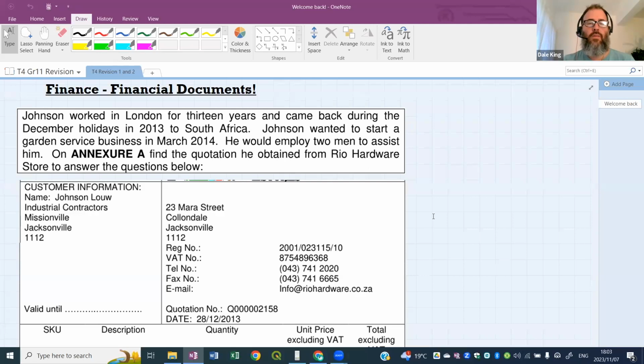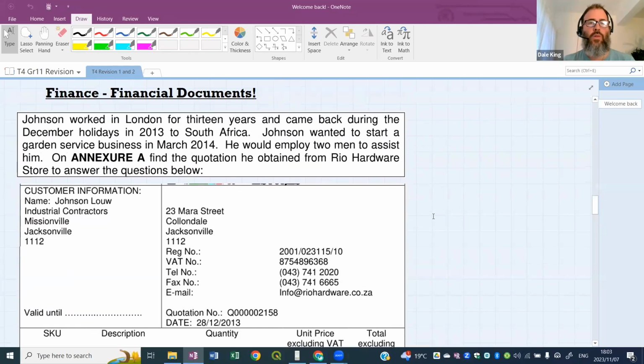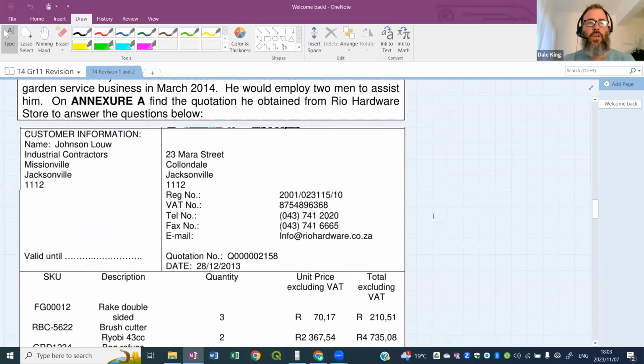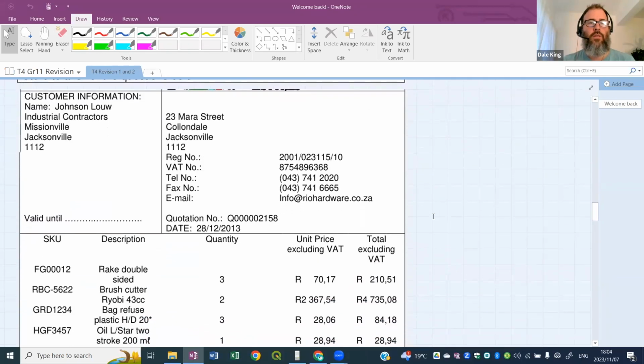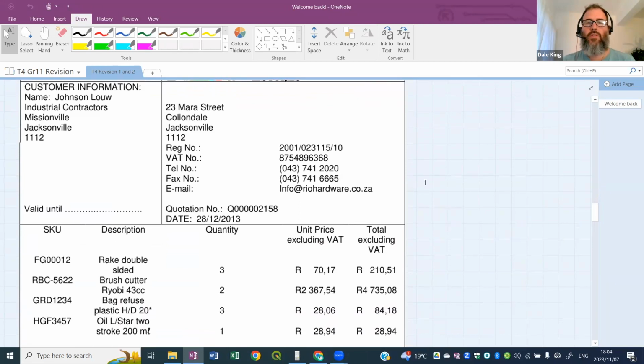So obviously this is a business, and he's going to buy equipment from this hardware store to start his business. So here is a quotation document. Okay. So you ask the company or the business to give you a quote on products, and then whatever they quote you, that's what you pay. All right. So it's getting an idea of the prices before you pay.